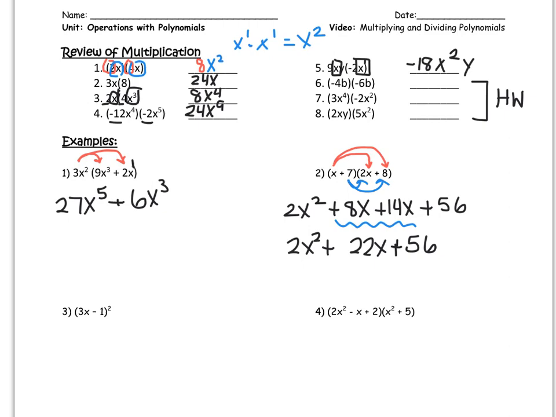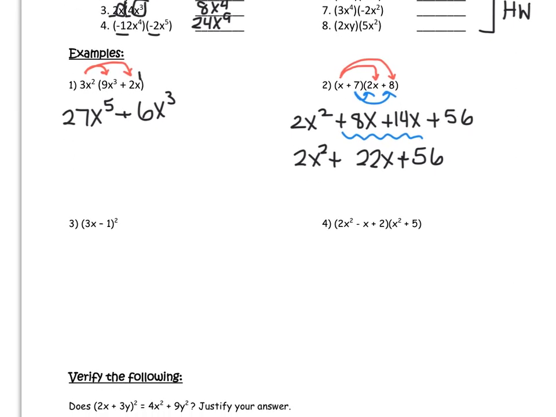I'd like to go over number 3. So for number 3, you have to remember that you're squaring something, right? It's 3x minus 1 squared. So what does it mean to square something? You should be saying multiply by itself. So 3x minus 1 squared is the same thing as saying 3x minus 1 times 3x minus 1.